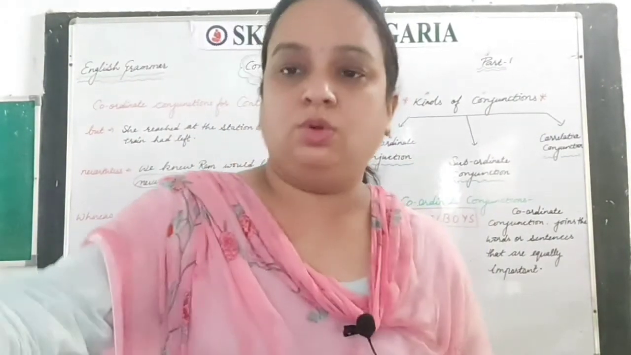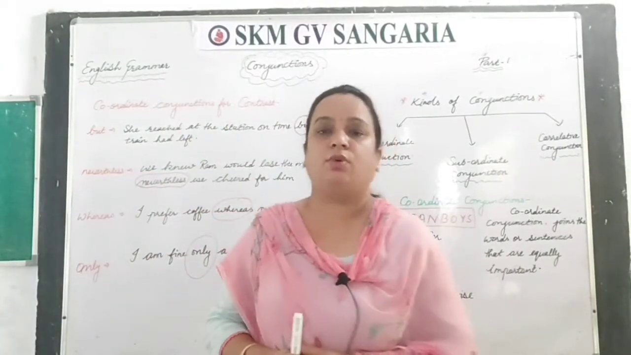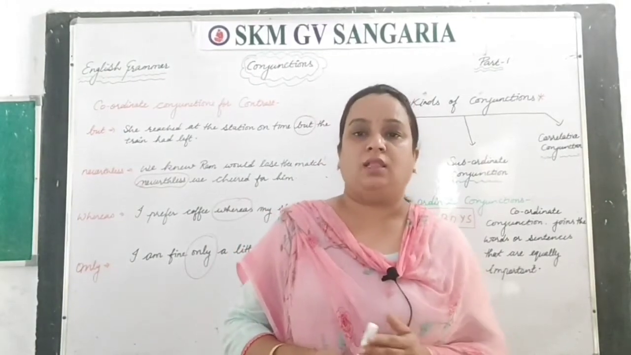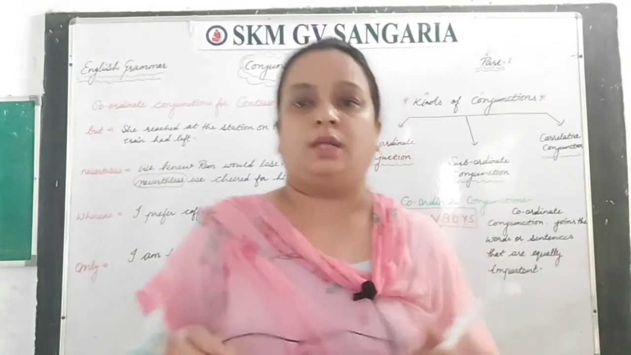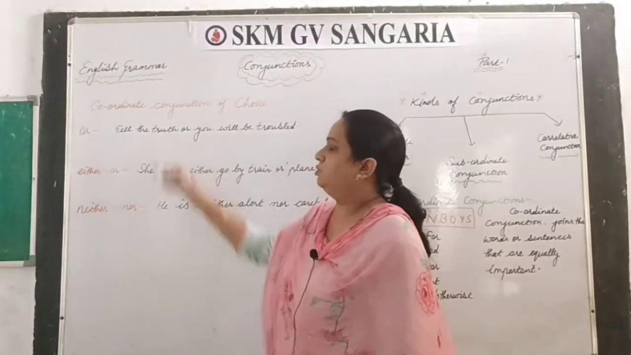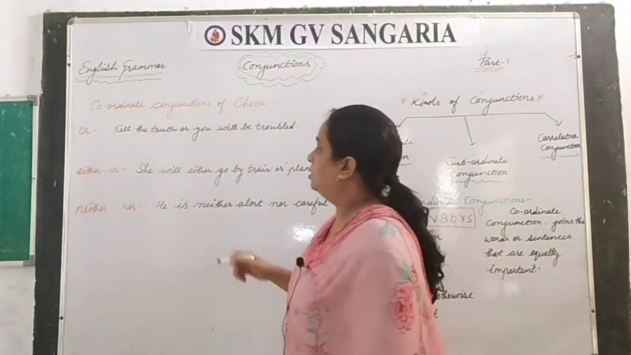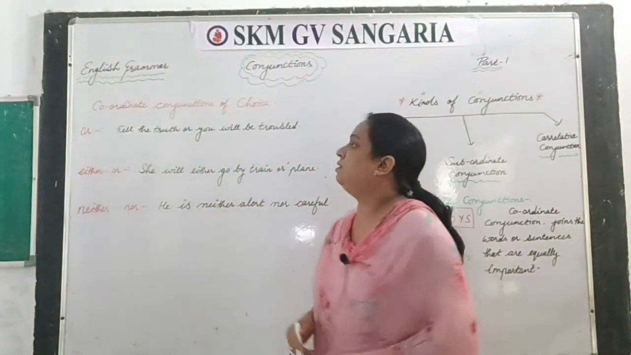Next we have the coordinate conjunctions to tell the choice, and for that we have to use words like or, otherwise, neither nor, either or. So let's understand how to do that. First word is or, right? This is to tell the choice. For example, tell the truth or you will be troubled.